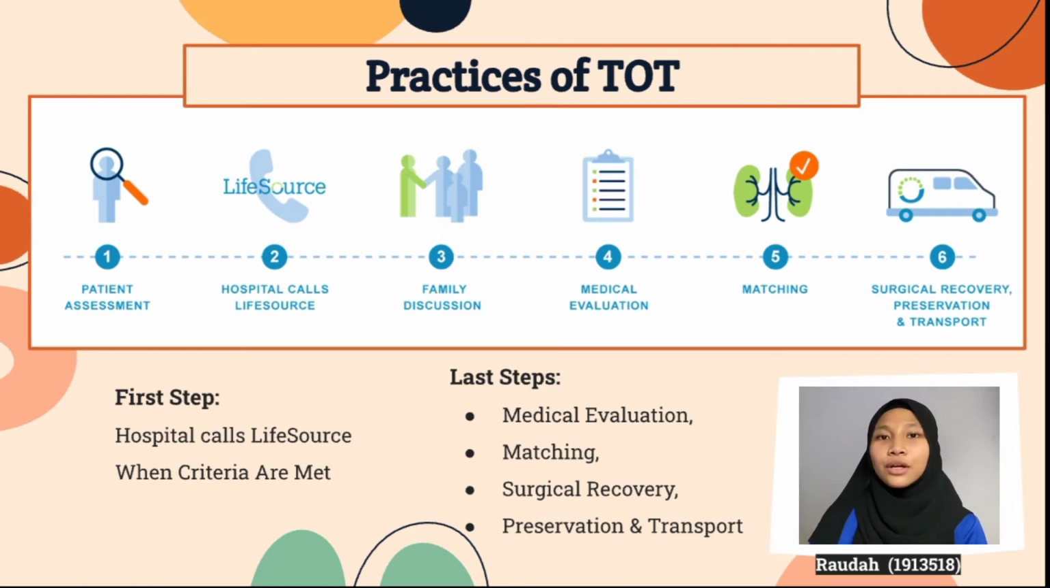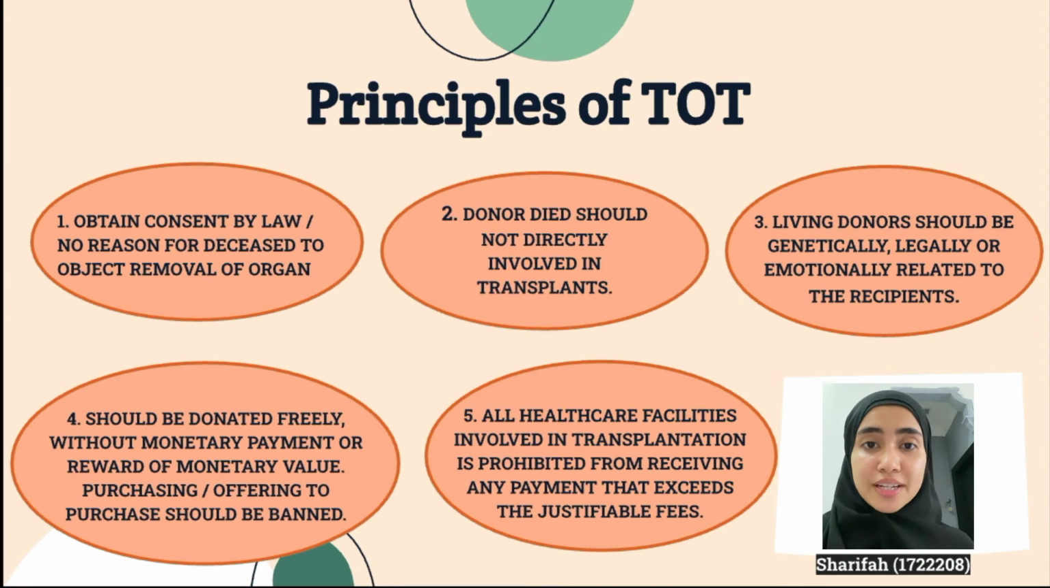For surgical recovery and transport, the transplant center will coordinate and manage the process of organ recovery, preservation and transport to the recipient hospital. So basically there are 11 principles of tissue and organ transplantation mentioned by WHO, but I'm going to focus on 5 important ones.